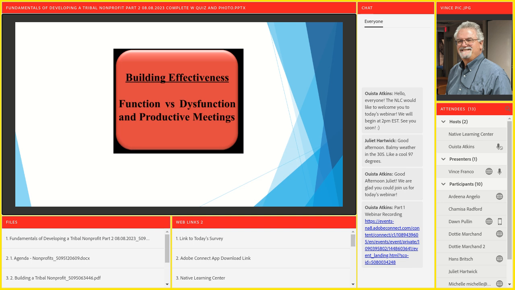Okay. Building effectiveness, function versus dysfunction. And what I was just talking about, the difference between operational and governance, falls into the difference between a functional organization and a dysfunctional one. In fact, it's one of the major areas that nonprofits have issues with productivity, and that is not being able to transition themselves, their staff, their board from the operational to the governance.